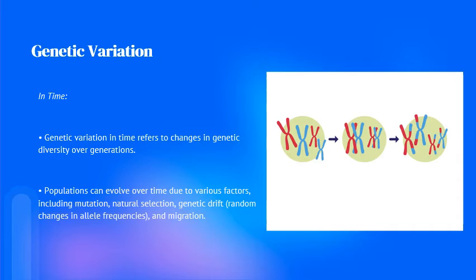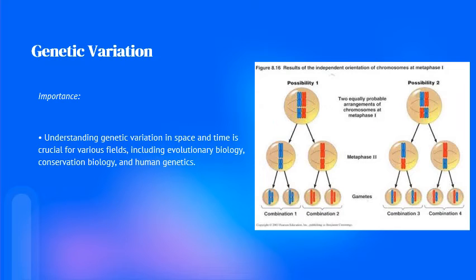Maintenance of genetic variation: genetic diversity within a population is essential for its ability to adapt to changing environments. Genetic variation can be maintained through mechanisms such as balanced polymorphism, frequency-dependent selection, and spatial heterogeneity in selection pressures. So let's talk about the importance of genetic variation.